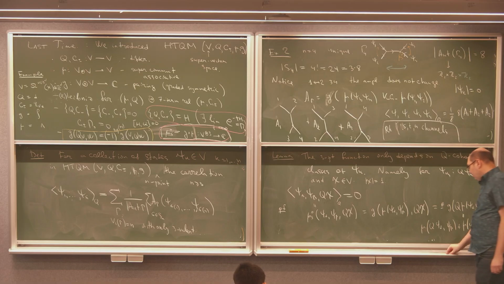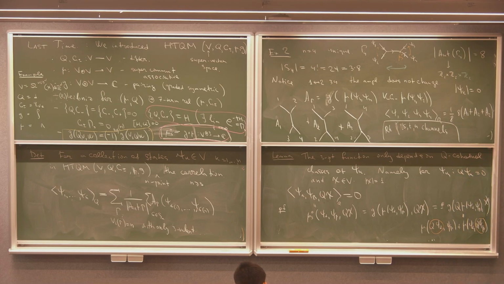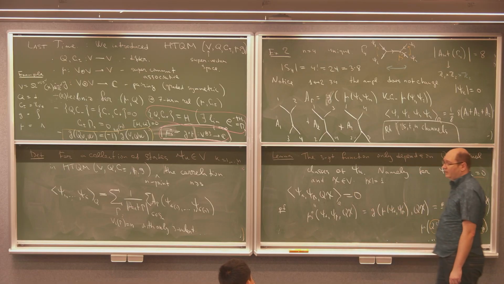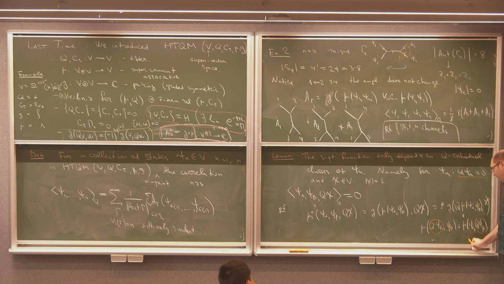And then in the final stage, we notice that in each of the terms we have Q acting on a state, and that by definition, by assumption, is zero. So therefore the sum of these two terms is zero, and if it is zero, then this thing is zero. So we completed the proof of our lemma.